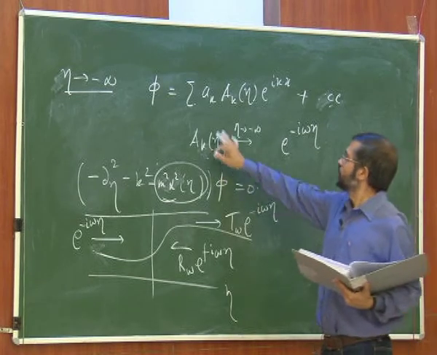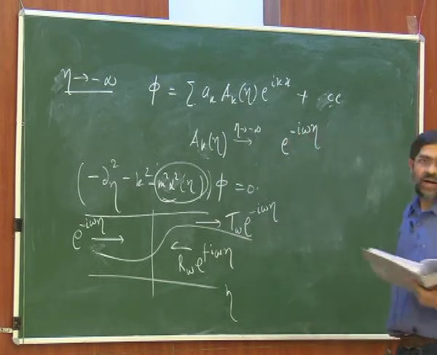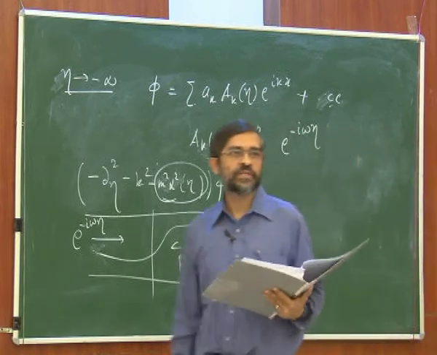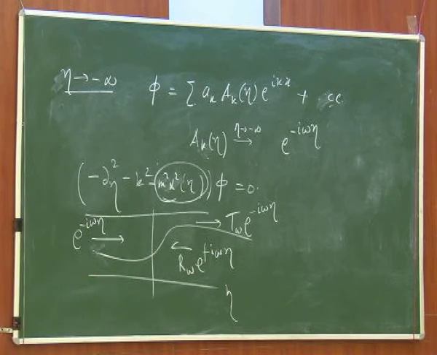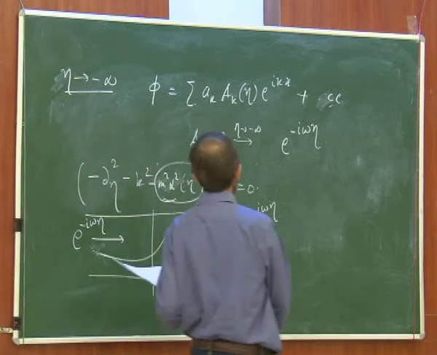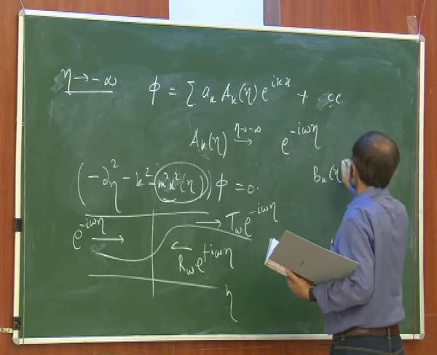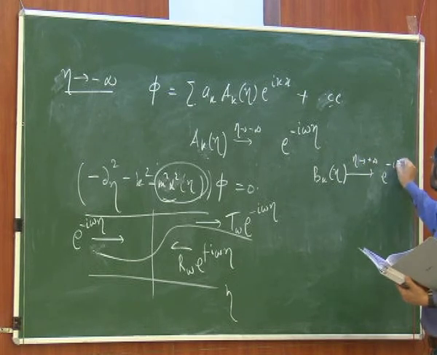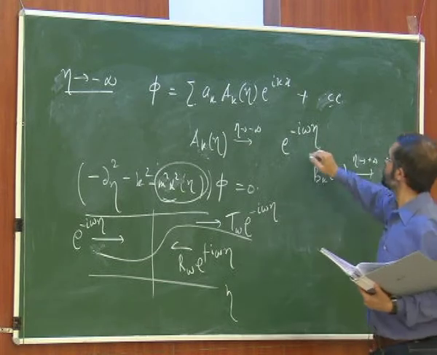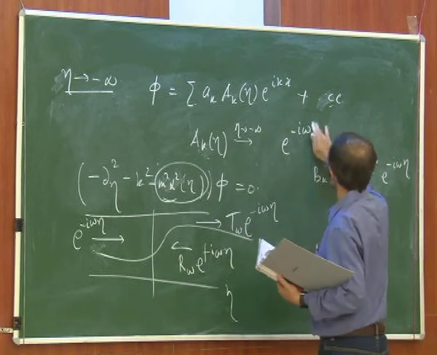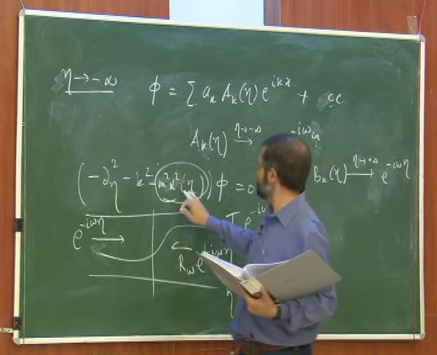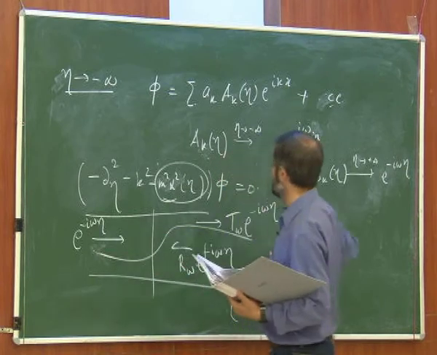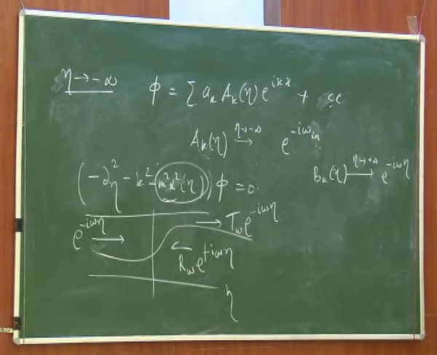So therefore, this positive frequency mode in the past will not remain a positive frequency mode in the future. It will be a mixture of positive frequency and negative frequency modes in the future. Okay. Sorry, I should say that these omegas, because of the mass term, the value of alpha square in the past and in the future are constants, but they are different constants.